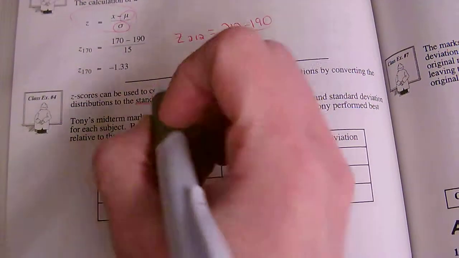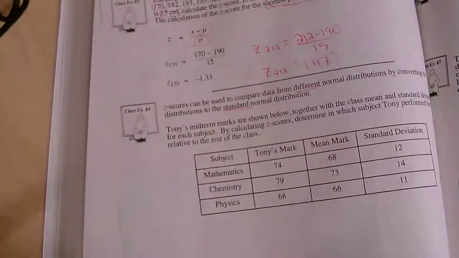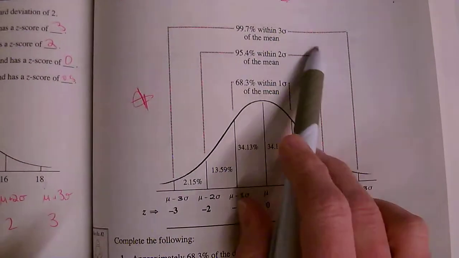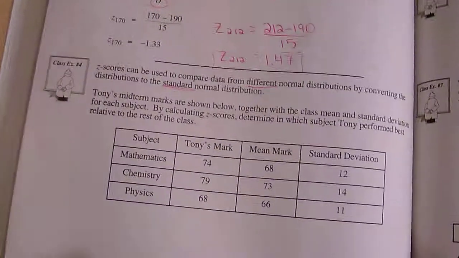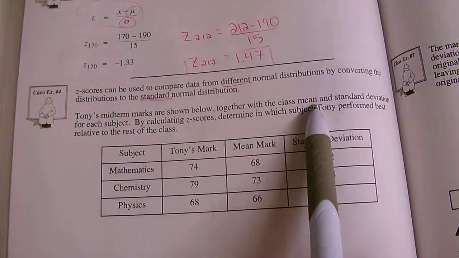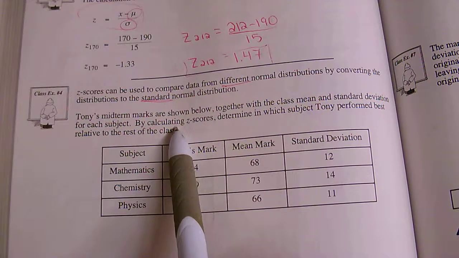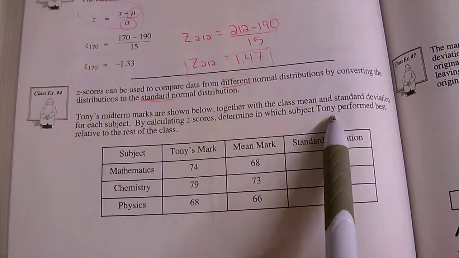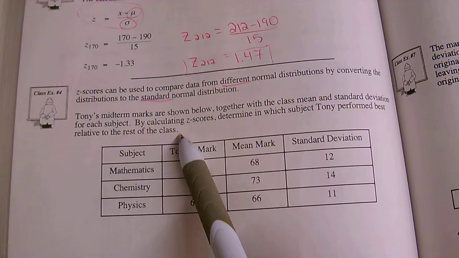Different standard. Okay, so we're giving an example, but we're going to compare it to our friendly bell curve here so that we can answer some questions. Tony's midterm marks are shown below, together with the class mean and standard deviation for each subject. By calculating z-scores, determine in which subject Tony performed best relative to the rest of the class.